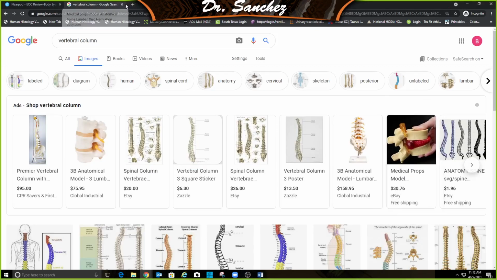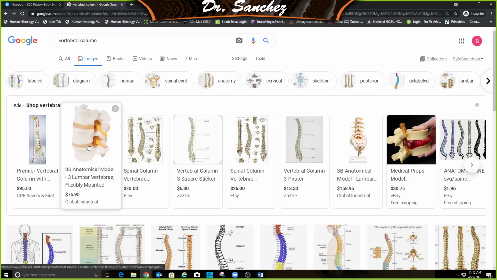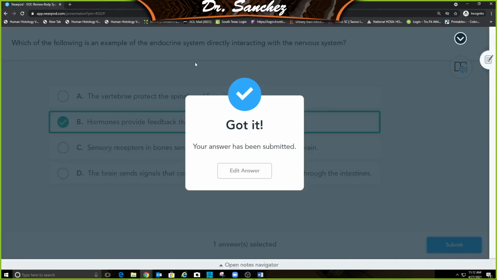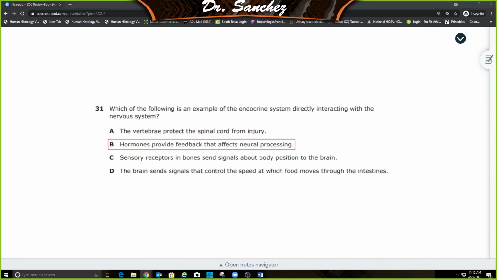So does that match with that first answer? Vertebrae protect the spinal cord. Does that match with endocrine system? No. That would be skeletal and nervous. So hopefully that shines some light for the two students that put A as the answer. So it's hormones. Hormones provide feedback that affects neural processing. Hormones, endocrine system. Neural processing, that's your nervous system.